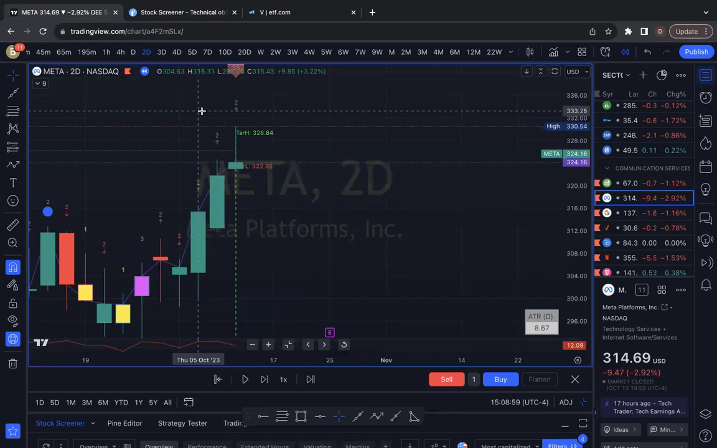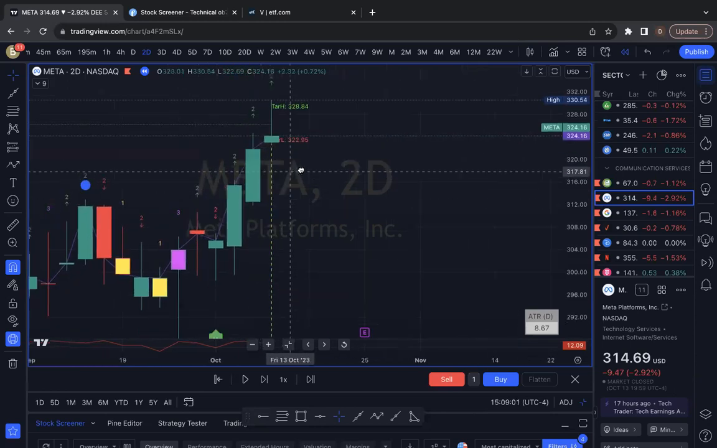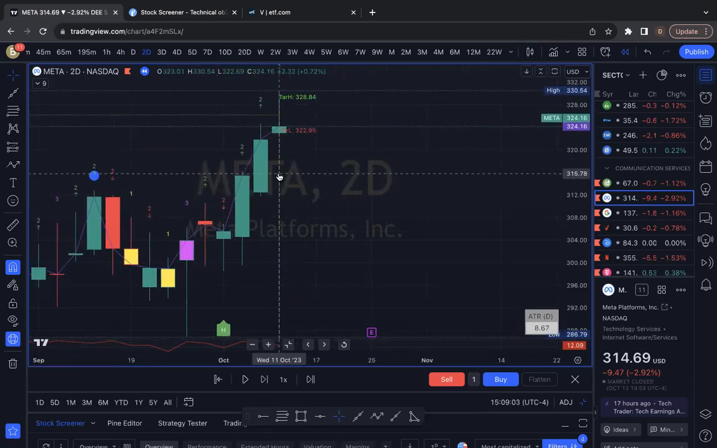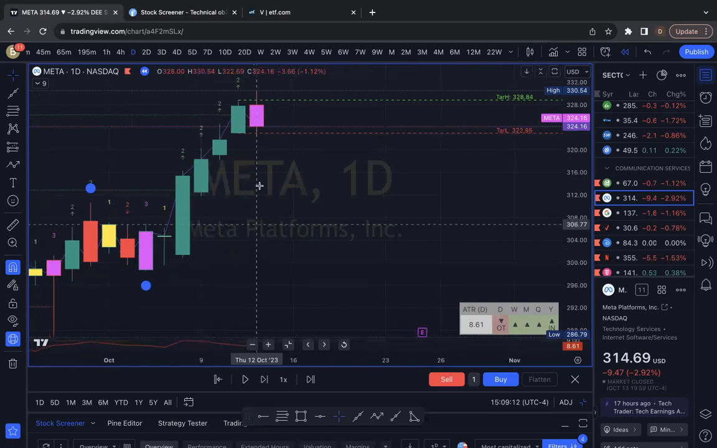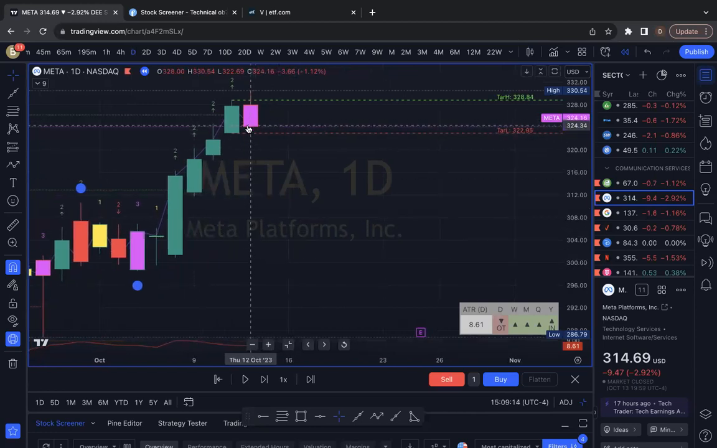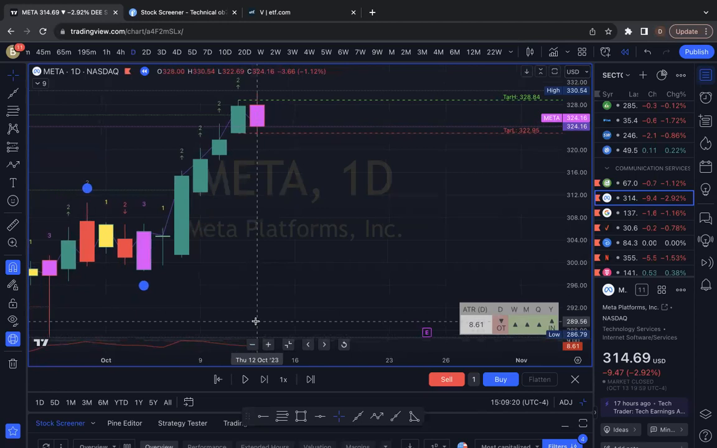Okay. So now what I want to show you is how to see when a candle is opening, when the next candle is opening. So if we go to a daily, we obviously know a daily candle opens every single day. And if I'm hovering over this candle right here, if you follow me down, trace me down, you see how it says Thursday, October 12th.